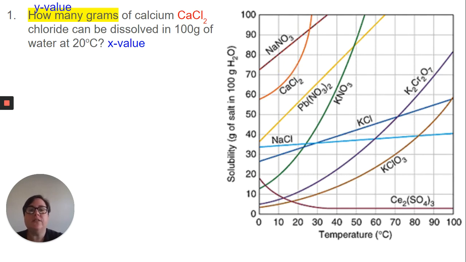So then we're just going to look at our graph at 20 degrees Celsius, the curve for calcium chloride, it's right about here. And we're going to read what that Y value is. So if we take the curve and we come across here, it's about 75 grams. So we can dissolve 75 grams of calcium chloride at 20 degrees Celsius. That is saturated.